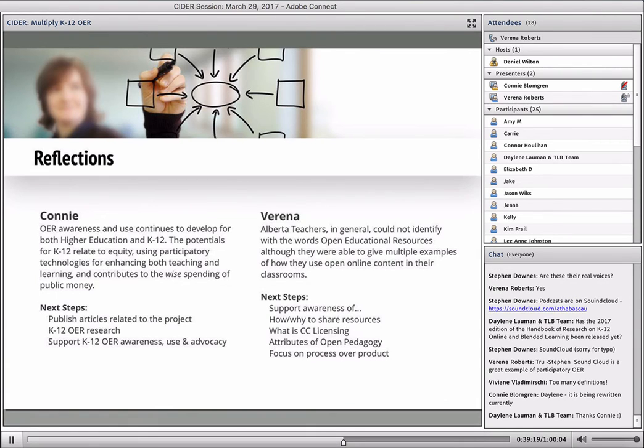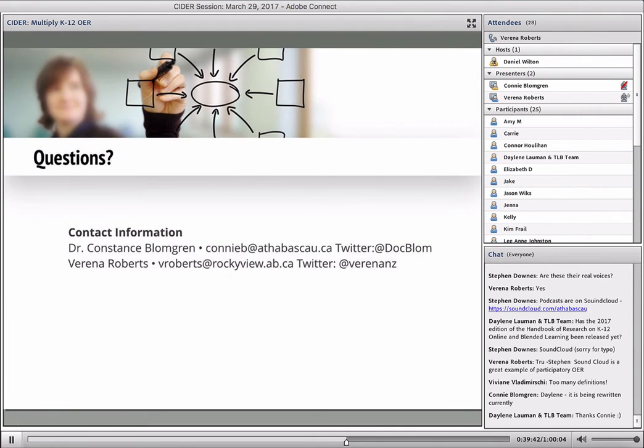The attributes of open pedagogy and the focus on process over product is probably the most meaningful thing that I have learned and thought about during this project, and that is going to actually lead into my doctorate work, which I will be working on in the future with my advisor, Michelle Jacobson, who happens to be here, in the School of Education. So with that, I think we'll leave it for questions.